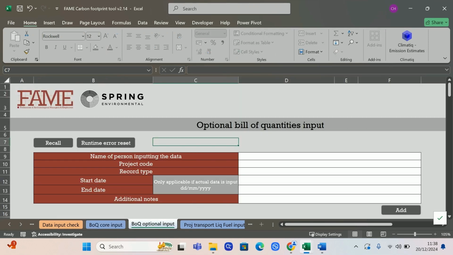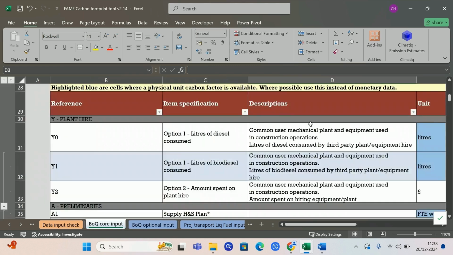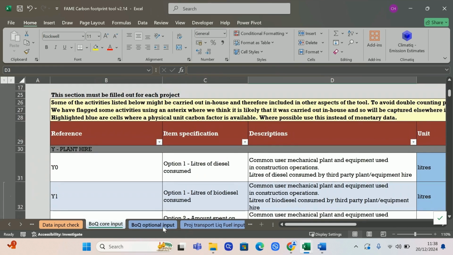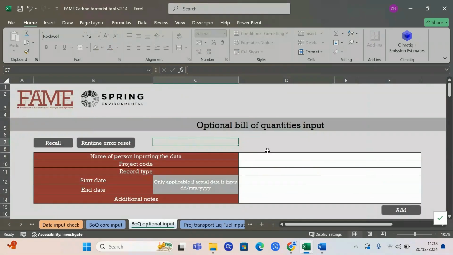So data for the core activities must be input, and the optional ones are not necessarily required, but if you did input them, it would produce a fuller and more representative project footprint. But they are generally low carbon intensity categories that are less significant overall.